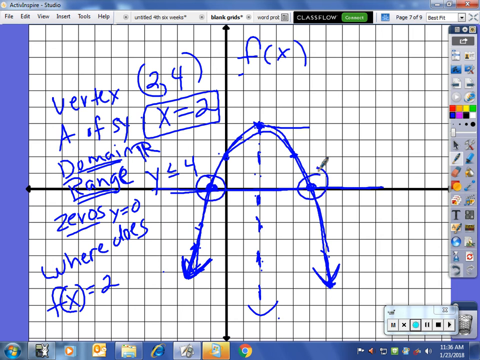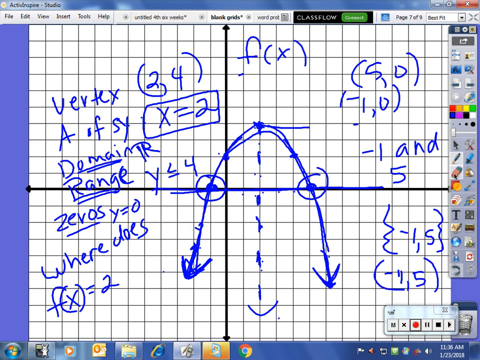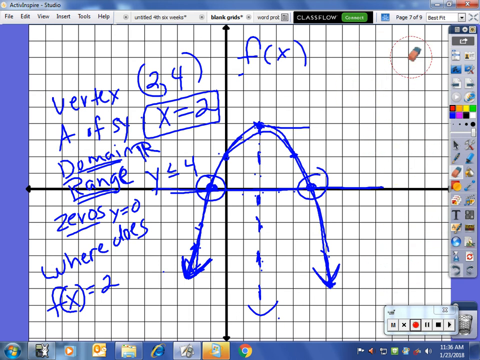So what are the zeros of this picture? -1 and 5. Those are the zeros. If you wrote them as points, it would be (-1, 0) and (5, 0). If you wrote them as set notation, it would be {-1, 5}. Please don't write it like this. Why not? Yeah, they don't make a point together. They make two different points with a y value of 0.